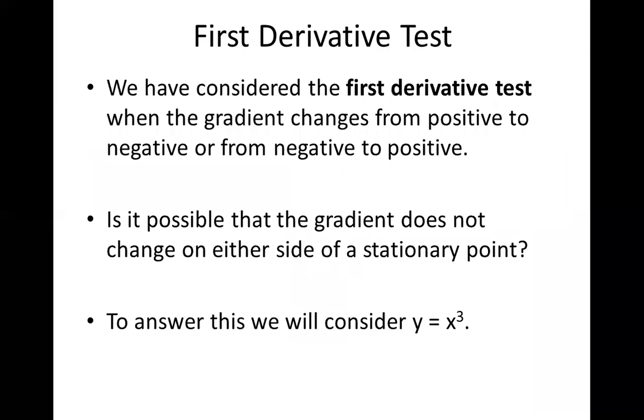We have considered the first derivative test when the gradient changed from positive to negative or from negative to positive. It is possible that the gradient does not change on either side of a stationary point. To answer this, we will consider y equals x cubed.